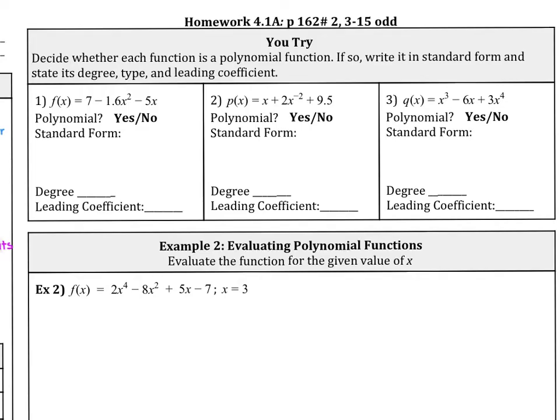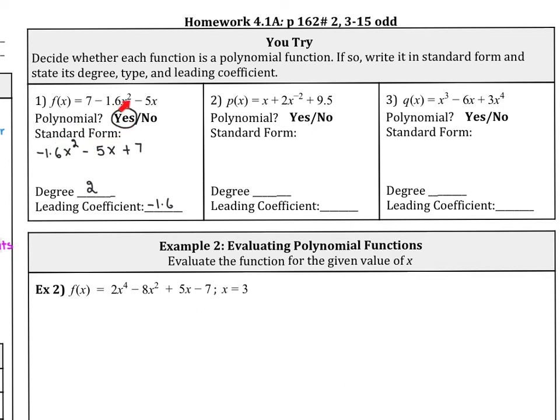You try problems, example number 1. Decide whether each function is a polynomial function. If so, write it in standard form and state its degree, type, and leading coefficient. Question number 1, f(x) equals 7 minus 1.6x squared minus 5x. We can see that all the coefficients are real numbers, and the exponents are whole numbers. So yes, this is a polynomial.